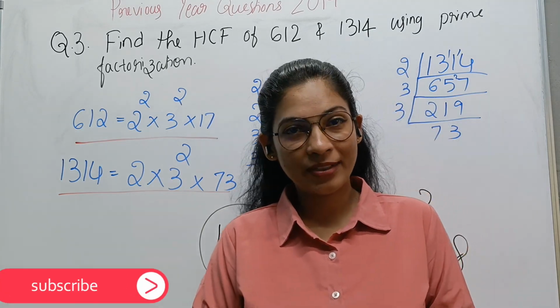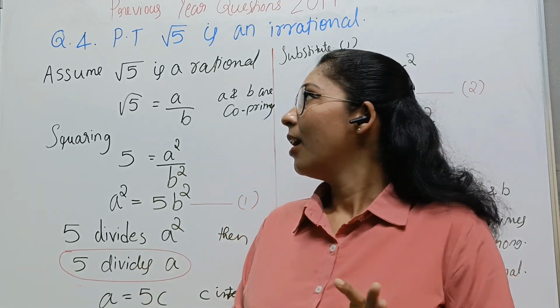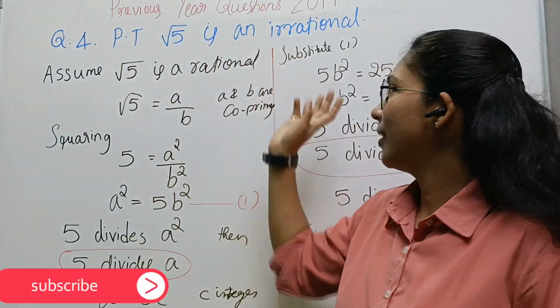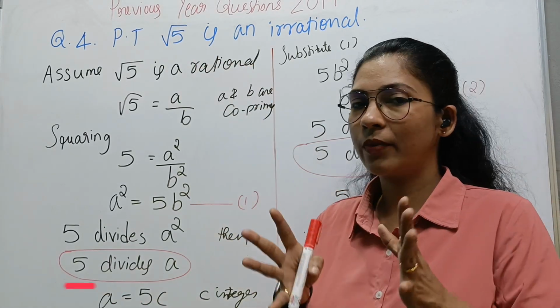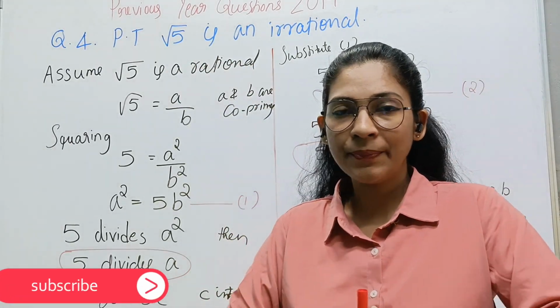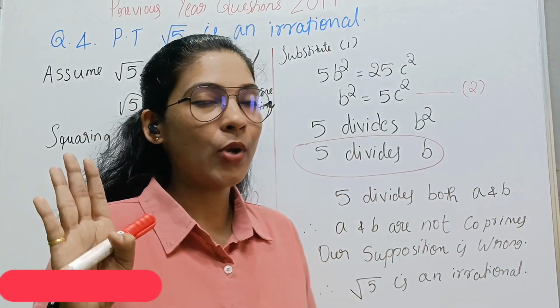Let's move on to the next question. So dear children, the fourth question is: prove that root 5 is irrational. So we have to prove this statement. I have already explained it here, so you have to listen carefully.